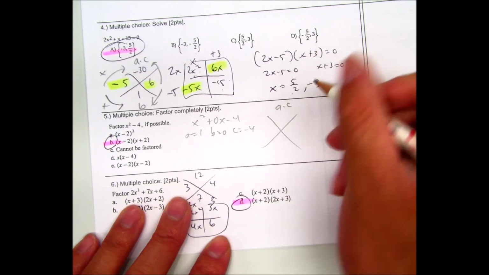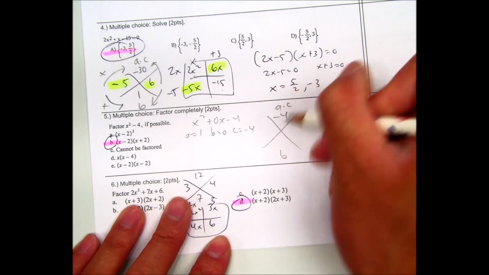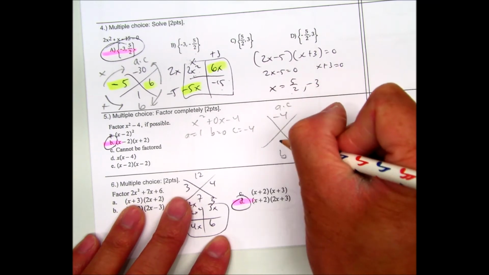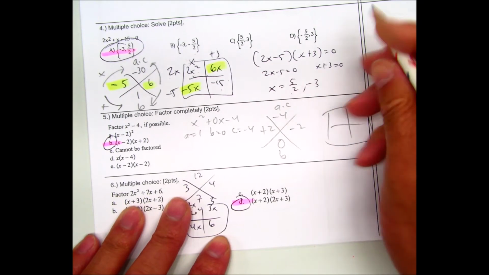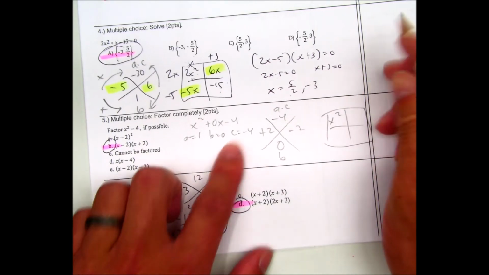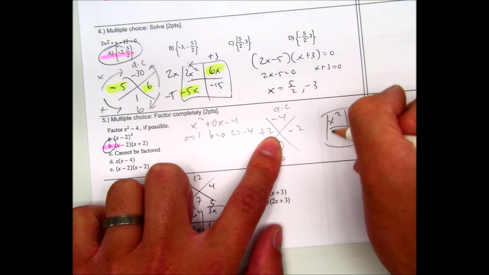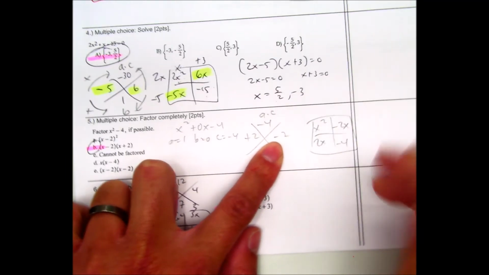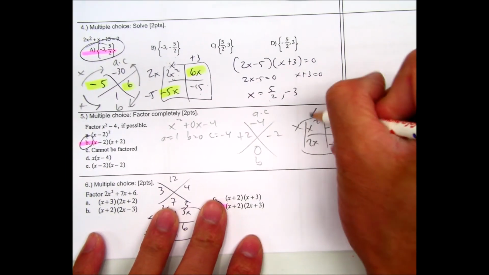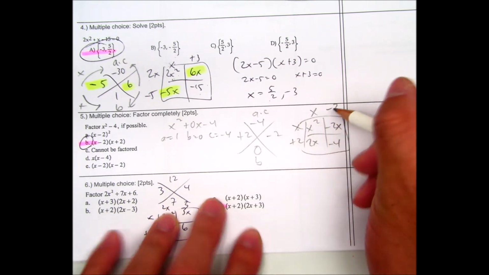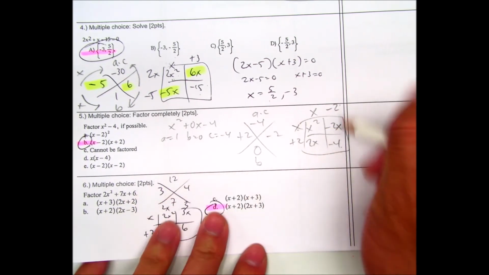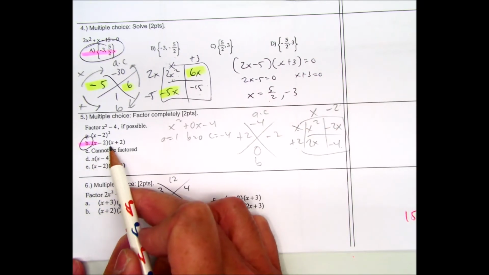So multiple choice, I actually don't know if you're using quadratic formula. C value is negative 4, put 2x, negative 2x, and then x times x times negative 2, x times a positive 2, and 2 times negative 2 is negative 4. So x plus 2 and x minus 2 are the answers.